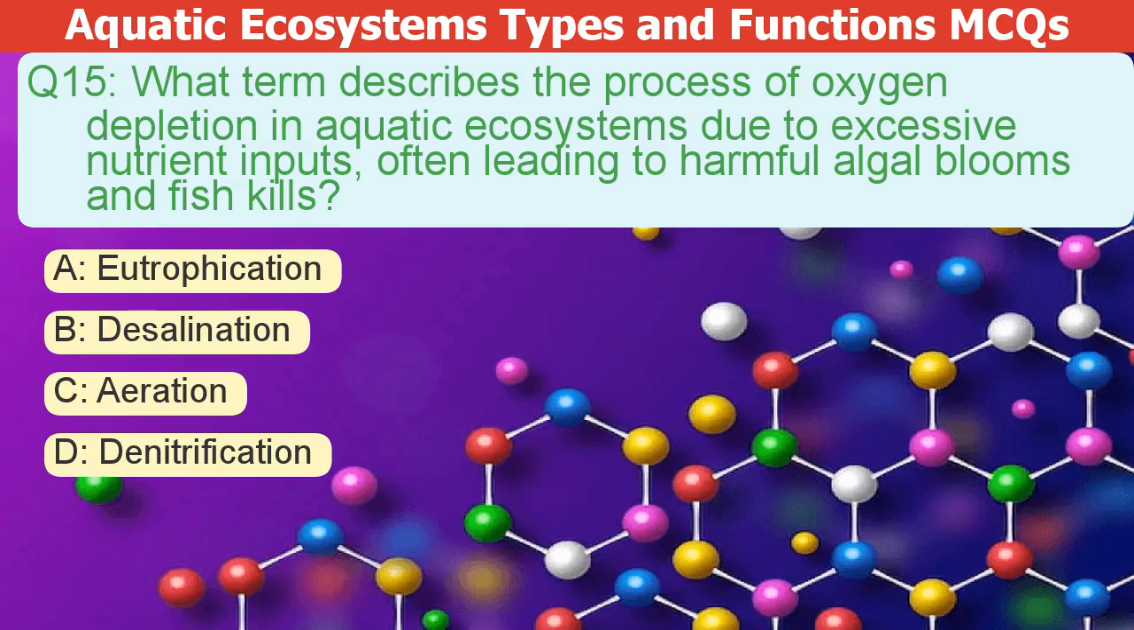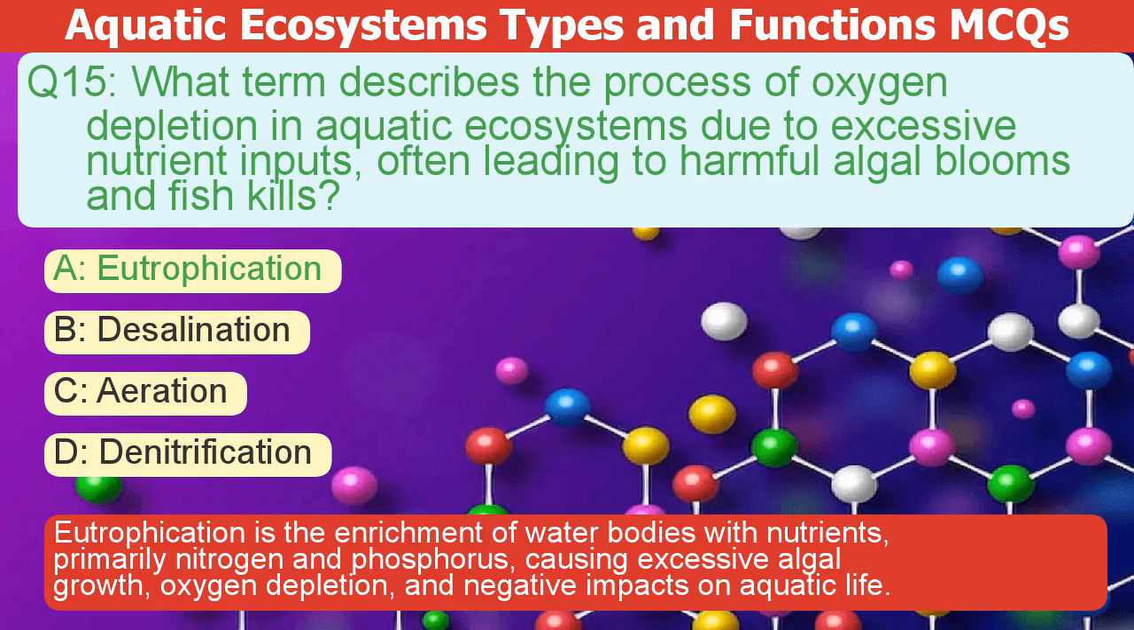What type of organisms are phytoplankton in aquatic ecosystems? A. Primary consumers. B. Secondary consumers. C. Producers. D. Decomposers. The correct answer is C. Phytoplankton are microscopic algae that are primary producers in aquatic ecosystems.